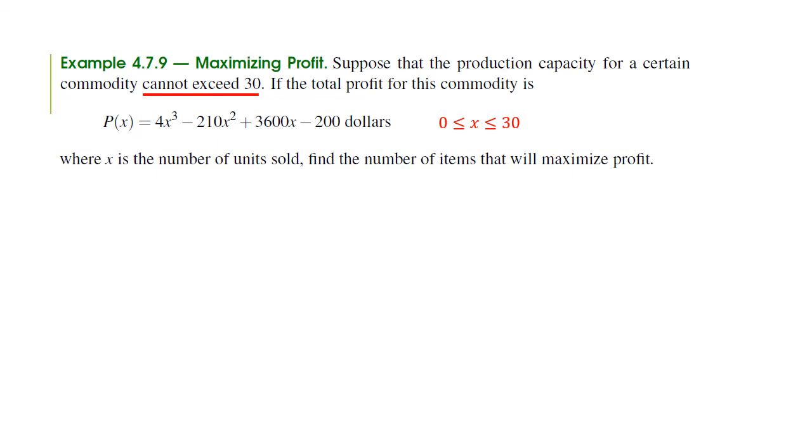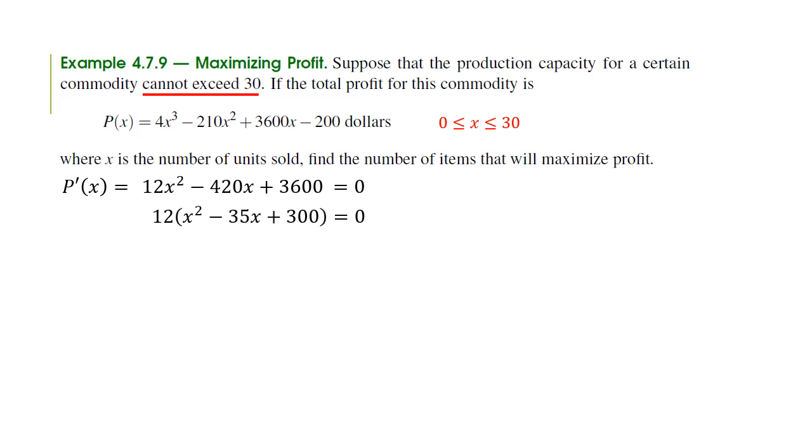Okay, let's find the marginal profit P prime of x, which is equal to 12x squared minus 420x plus 3600, and let it equal 0 to find the critical values. We can take 12 out of all terms, so we have 12 times x squared minus 35x plus 300. And then factorize x squared minus 35x plus 300, we have x minus 15 times x minus 20. Then we have the critical values 15 and 20.